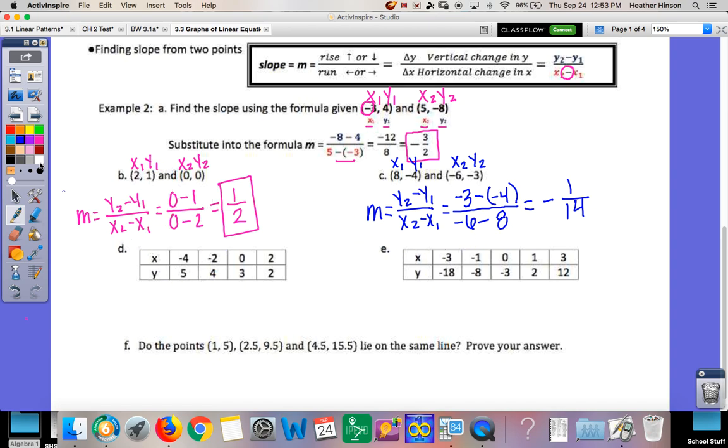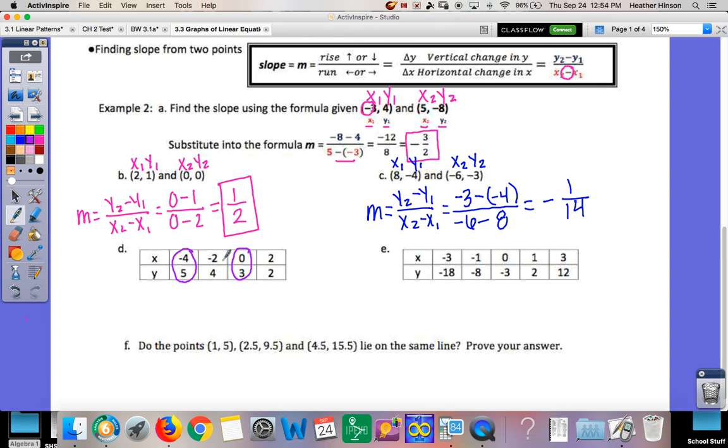Okay, when we have a table, we can do those the same exact way. We just have to pick 2 points. We have 4 points here to pick from. We have negative 4, 5, negative 2, 4, 0, 3, and 2, 2. We can pick whatever point we want to pick. So I'm going to go with, let's go 0, 3, and negative 4, 5. Whatever point you pick, they're going to give you the same slope.